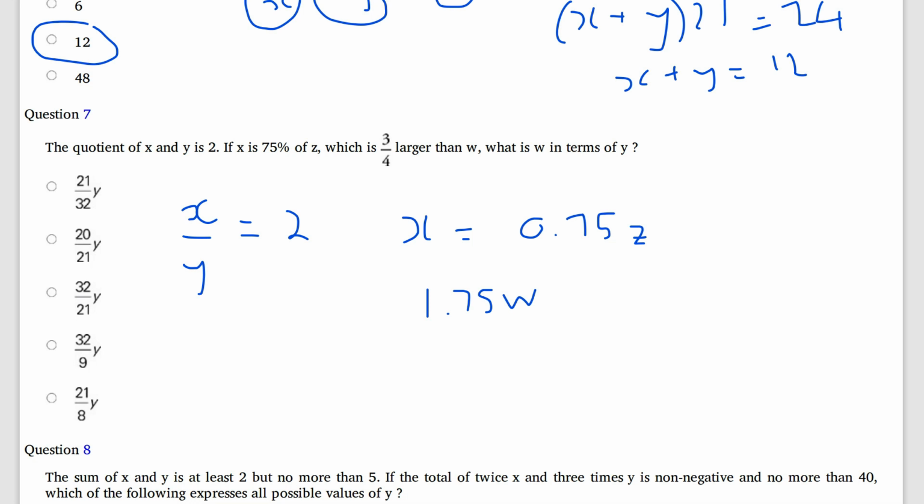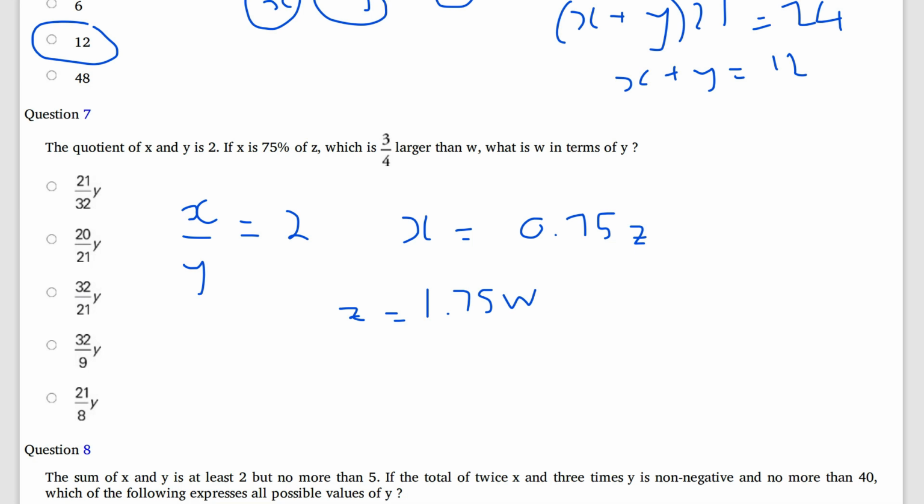It's a bit like if I said something is 25% larger, as we saw earlier. That's times by 1.25. To be 3/4 or 0.75 larger, that's 1.75. And that's what z equals. Z is 1.75 times w. Okay, what is w in terms of y?